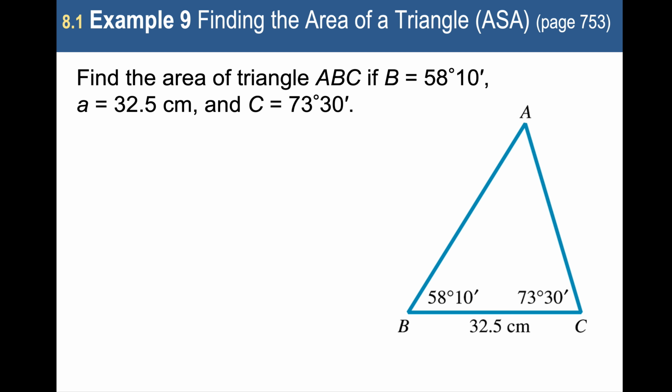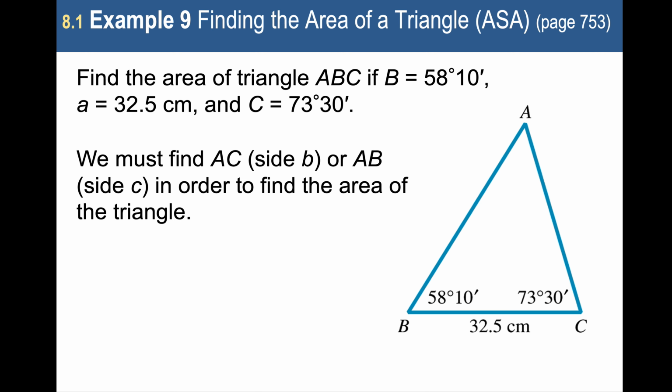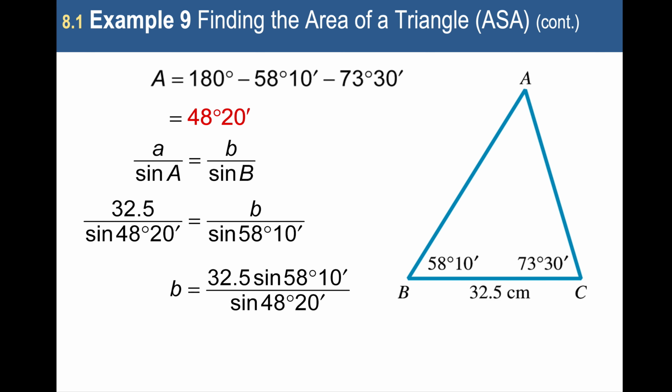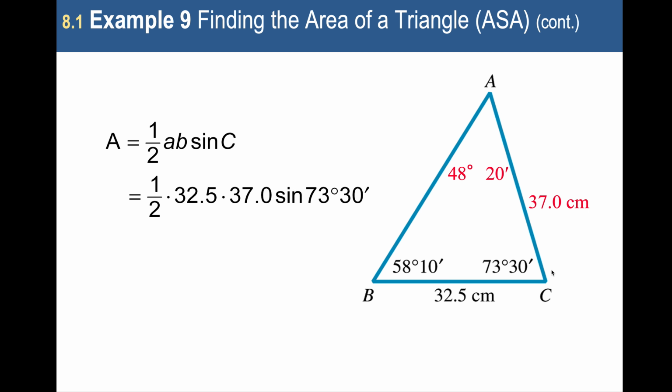In this example, I can't find the area because I don't have two side lengths. But I can use the law of sines so that I can find those missing side lengths, and then I can find the area. So once I apply the law of sines, I get that this side is 37. Now I have two sides and the angle between, and now I can actually launch into that calculation. Again, if your calculator is not equipped to do degrees and minutes, you want to use 73 plus 30 over 60, which is 73.5.